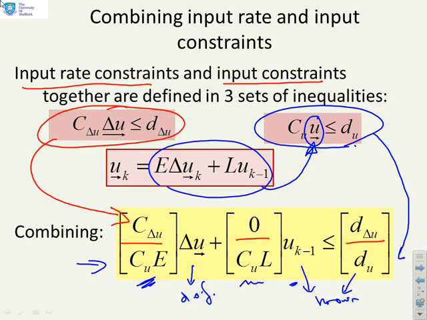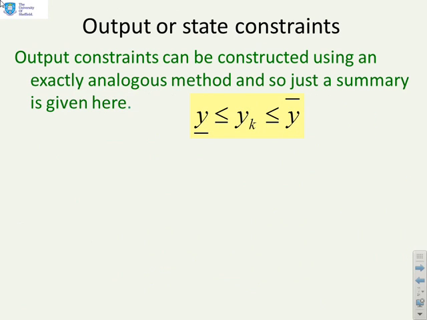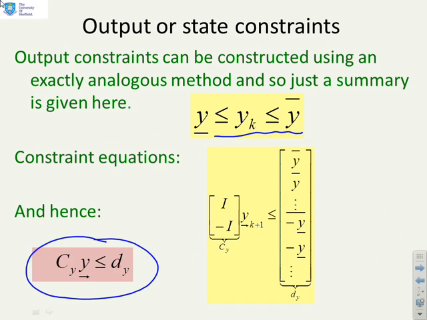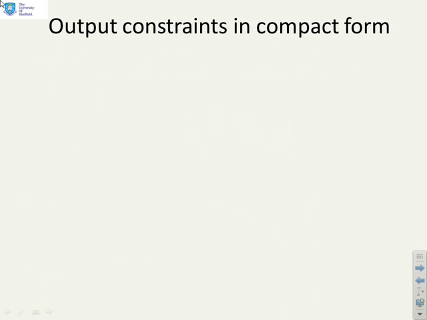What happens if we add output or state constraints, which we said could be written something like this? Well, again, it should be obvious, using the same notation as earlier, that I can very quickly come up with an expression of this form here. C_y times y future is less than or equal to d_y. Well, d_y has got all these upper limits and all negatives of the lower limits and so on. So that's exactly the same in terms of structure as earlier.